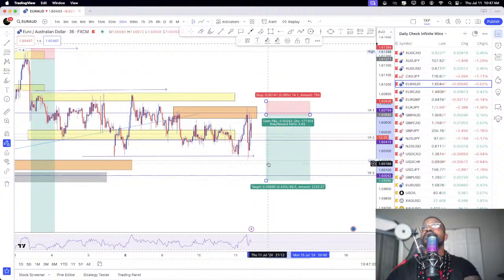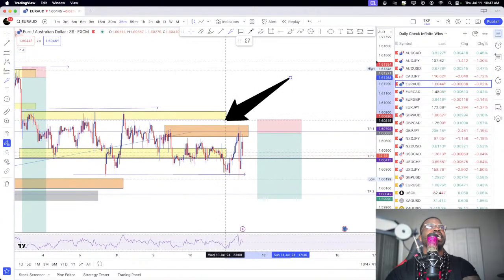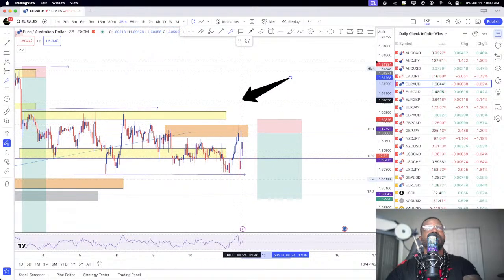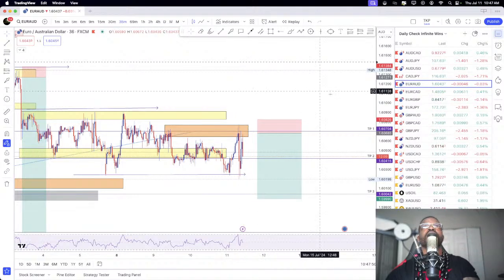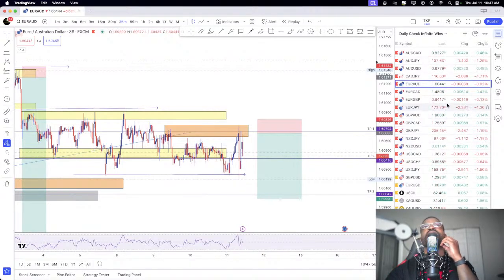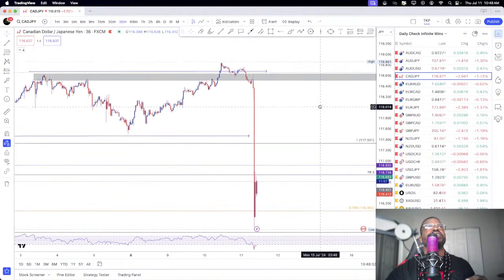Sniper, tell me you took this sale right here on EA. We actually talked about this area last night. Now, we also took a look at CADJPY, and it turned out crazy. It literally just fell, man.